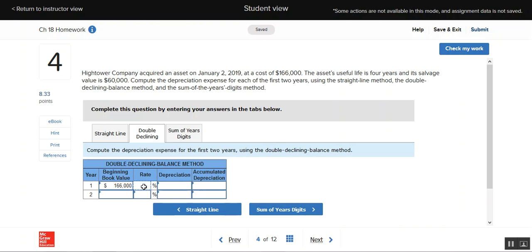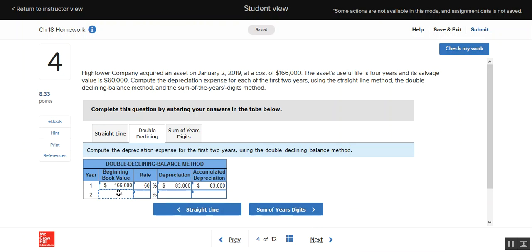So if you want to think about the straight line as the single declining balance method, that would be 25%. So the double declining balance would be twice that, which would be 50%. So our depreciation for the first year is $166,000 times 50%, $83,000. And our accumulated depreciation is the total of the depreciation up to that point, which at this point is only $83,000 because we only did 1 year.